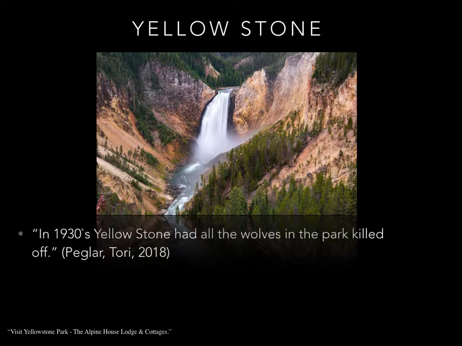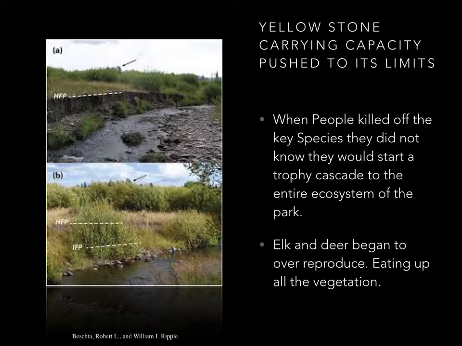So in 1930, Yellowstone had all the wolves in the park gone. They went extinct. So Yellowstone's carrying capacity got pushed to its limit. When people killed off the key species, they did not realize that they would start a trophic cascade that would not only affect that specific area, but it would affect the entire ecosystem of the park.